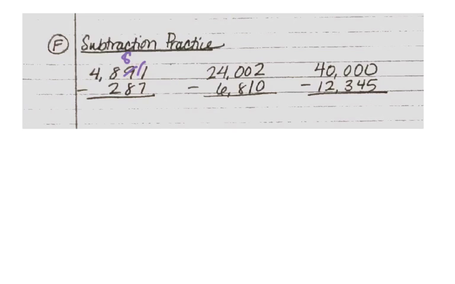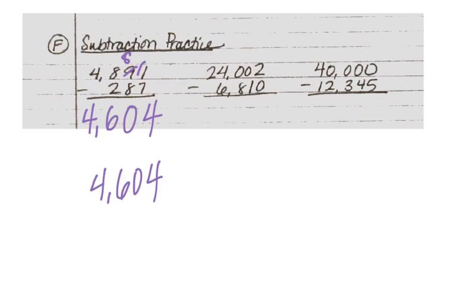Now I can say 11 minus 7 is 4. 8 minus 8 is 0. 8 minus 2 is 6, and 4 minus nothing would be 4. I love checking my work too. Whenever I check my subtraction, I would simply add my answer to the number I subtracted away, and I should get the number I started with, which is 4,891.